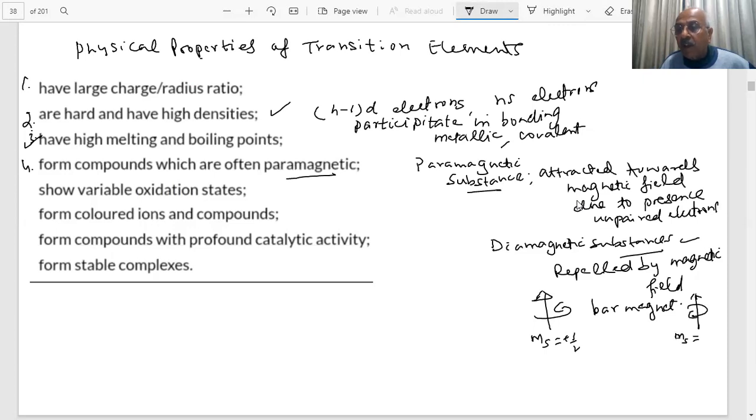You have spin quantum number plus and minus half. This should be minus half, and that is plus half. So the electron is like a bar magnet, student. It can spin around its axis. And if there are unpaired electrons, it will have a magnetic moment. If they are paired, they will cancel out each other, just like north, south, south, north.